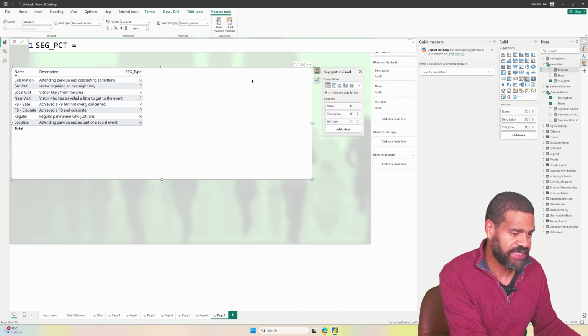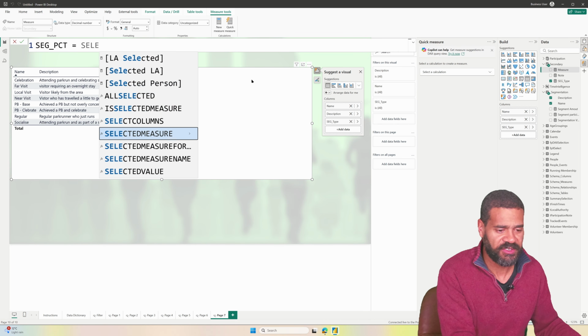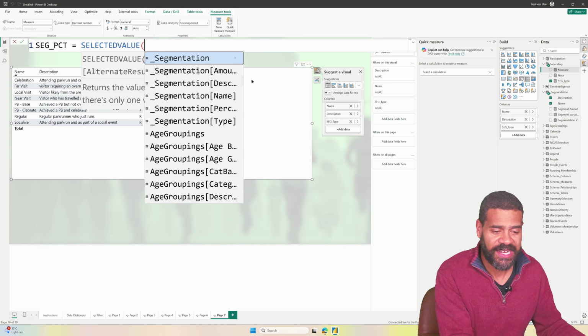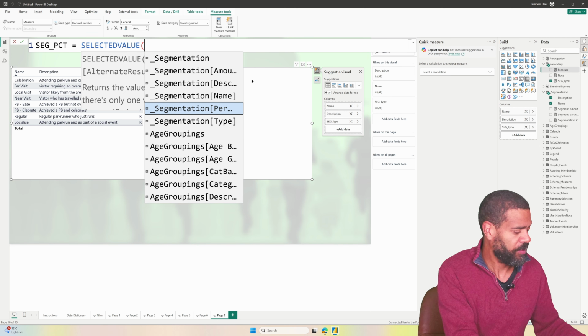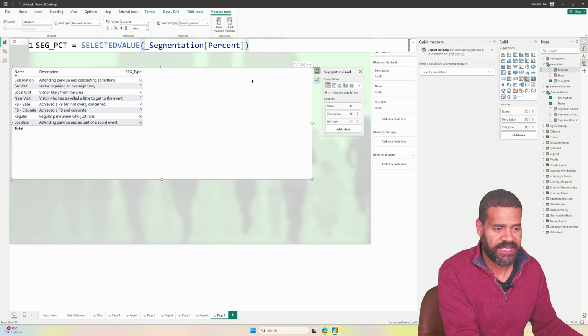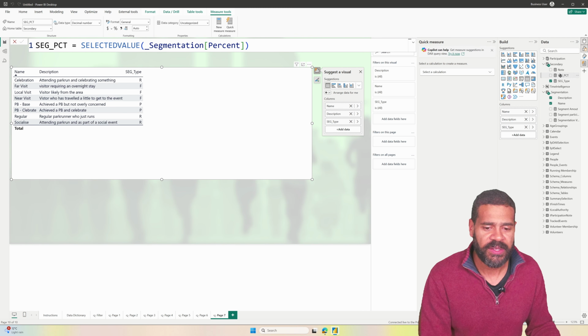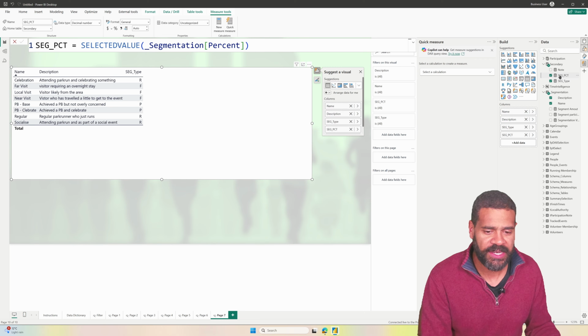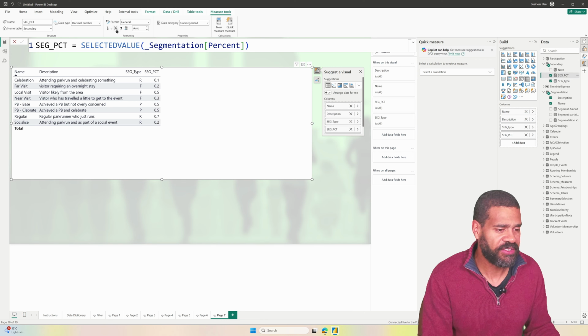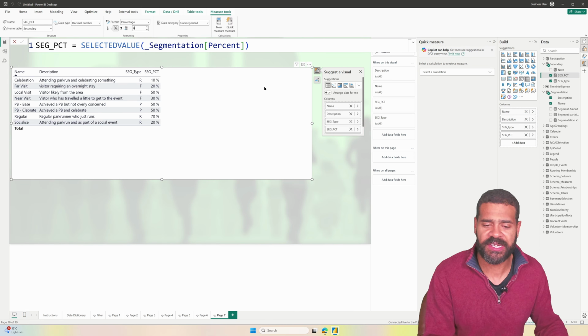My mind's gone blank for a second. Yeah, it is SELECTEDVALUE. See, IntelliSense is there to help you. Percent. Let's close brackets, put that down. Of course, it's a percentage, so let's drop that into the chart. But we need to make sure that's a percentage, and we want 0 decimal places with it. So we've got the percentages in there.